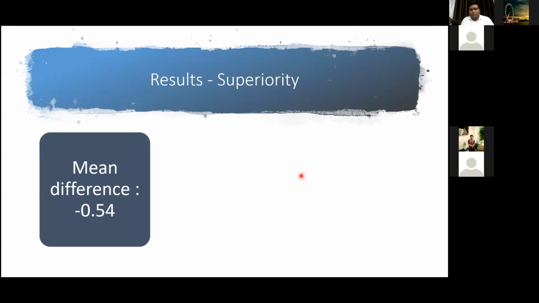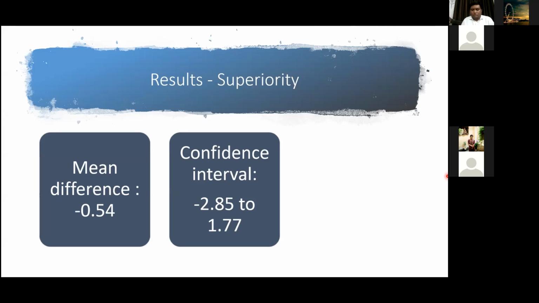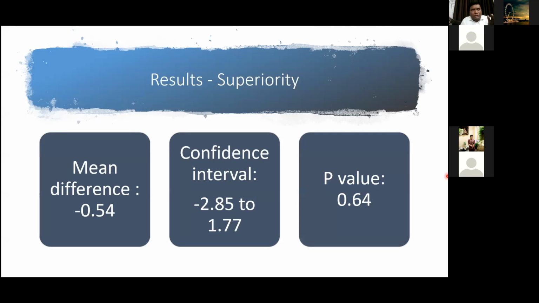Then if we analyze the results, if you apply the statistical test, a simple t-test here, you can see that the mean difference is -0.54 and the confidence interval is -2.85 to 1.77 and the p-value is 0.64. Basically here the null hypothesis is accepted.